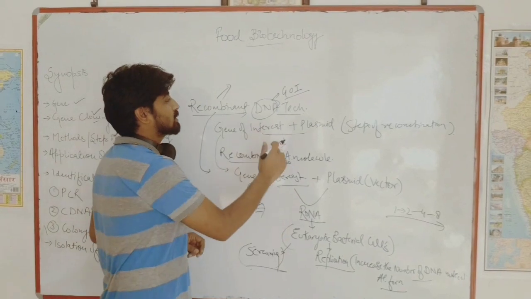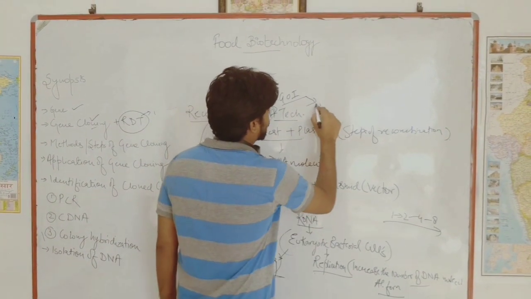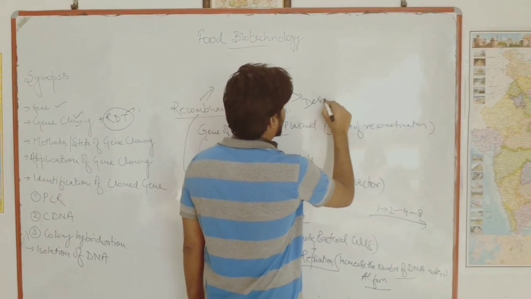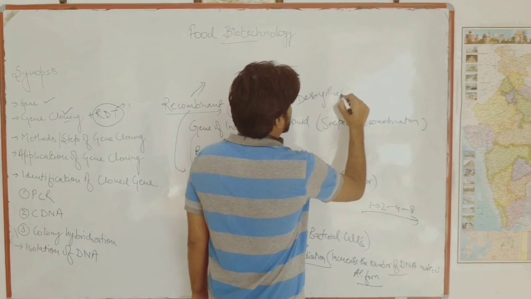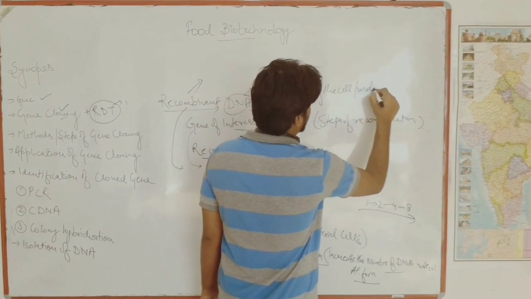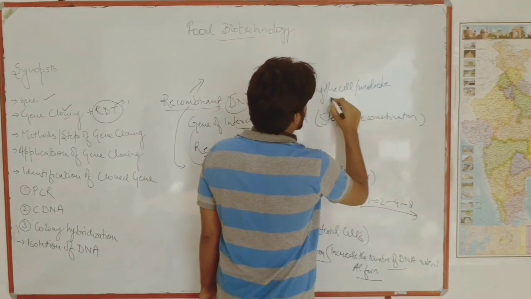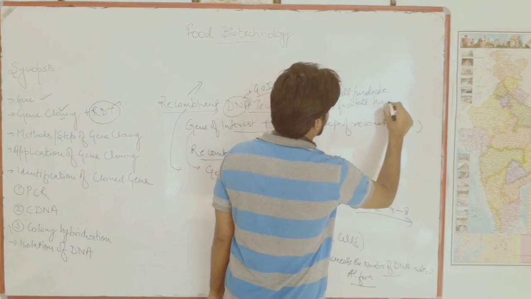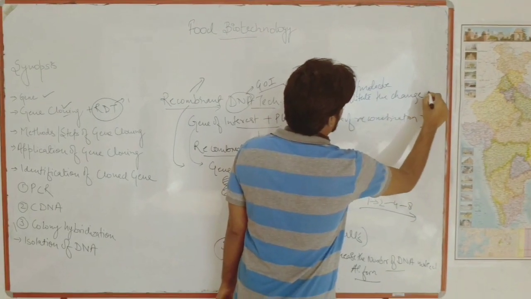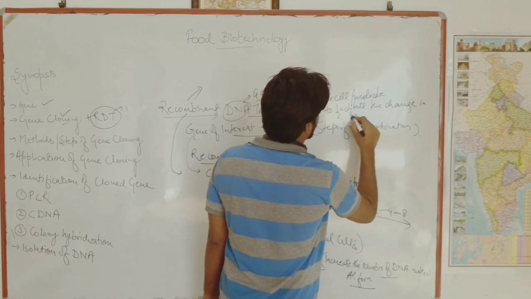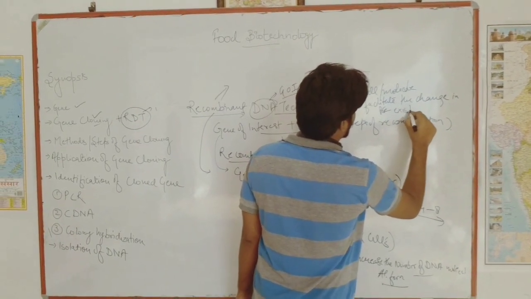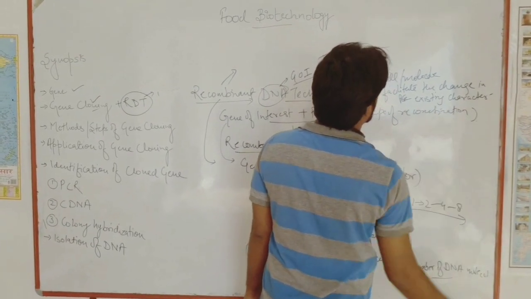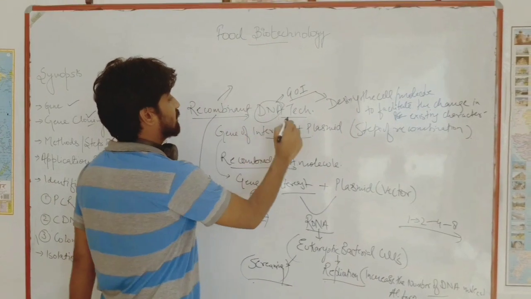So that gene of interest is what we are desiring. Whatever change we are desiring in the cell or molecule, to facilitate the change in pre-existing characters. So this technology is referred to as recombinant DNA technology.